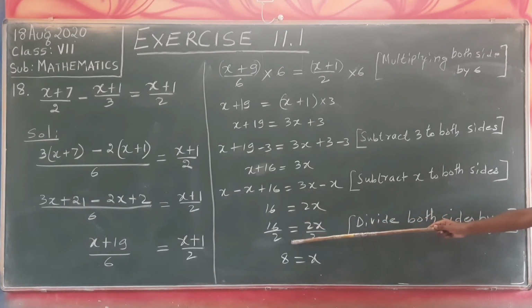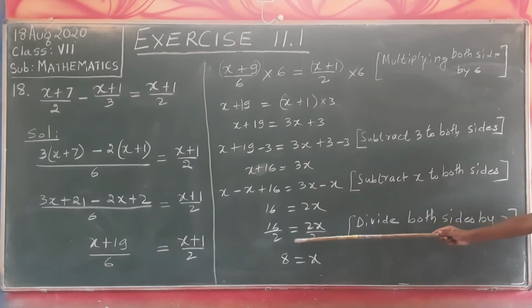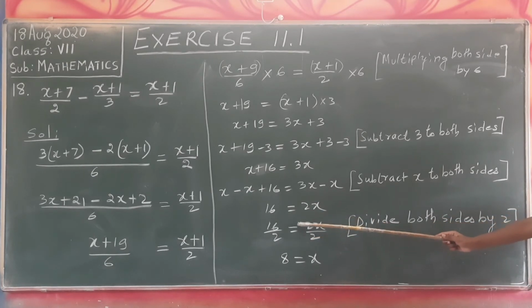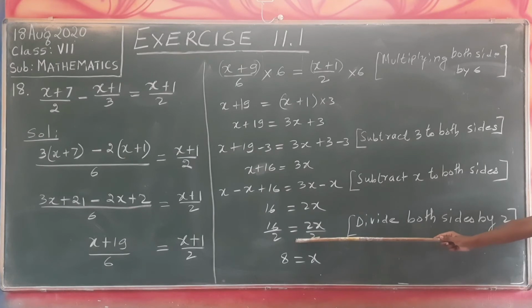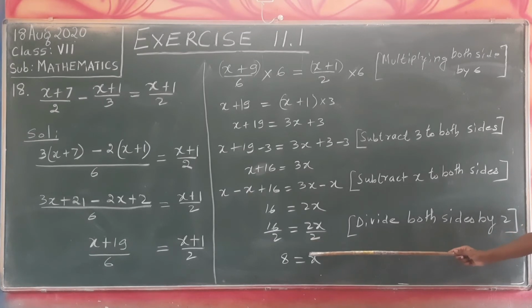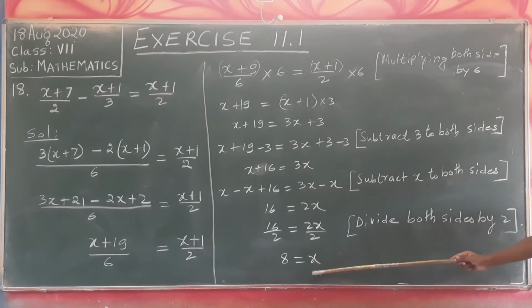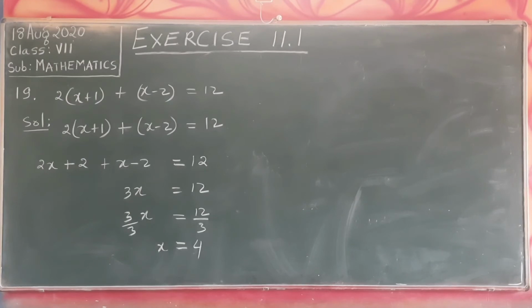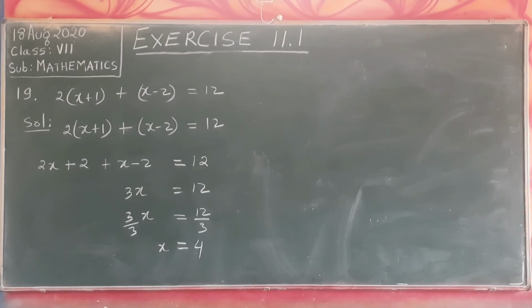Now on the right hand side we have 2x. This 2x has to be removed. In order to remove 2, we have to divide both sides by 2. So on dividing, finally we get x is equal to 8. So we can write x is equal to 8. Though we have written here 8 minus x, we can write x is equal to 8. Question number 19.